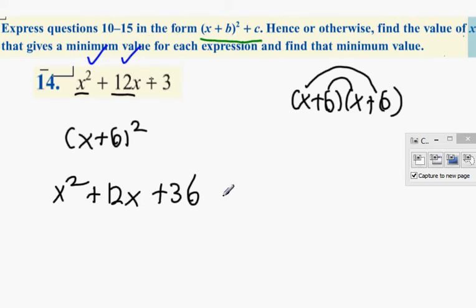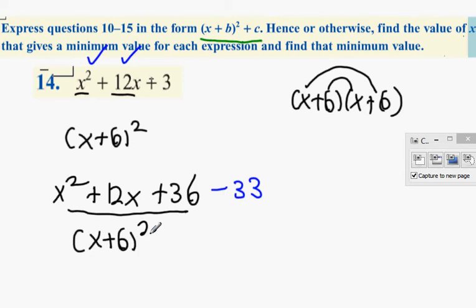What do I need to put at the back to rectify 36 back into 3? Minus 33. Now what you're going to get is this. We know that this here is a perfect square: (x + 6)² - 33. Now it's in the proper form, isn't it? b is the number 6 and c is the number minus 33. We'll do another one of these in seconds.